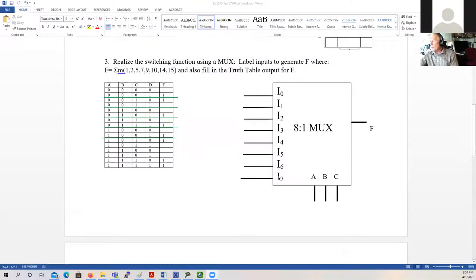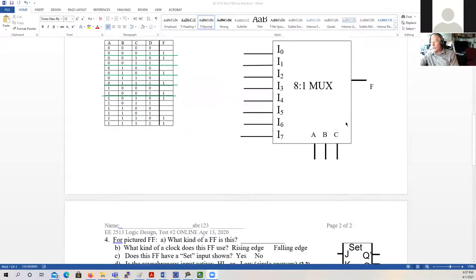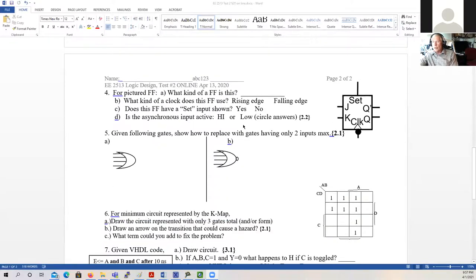Okay. So anyway, let's see. We'll go through a few more of these. What kind of clock does this flip-flop use? It's a falling edge because it's got a bubble on it. Does this flip-flop have a set? Yes, it does. And the set, remember, these sets and clears are called asynchronous inputs generally.